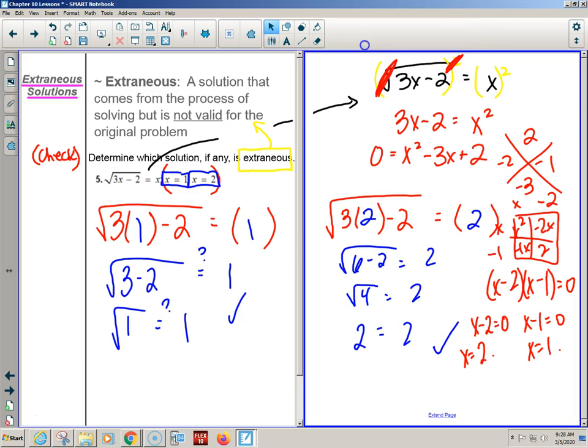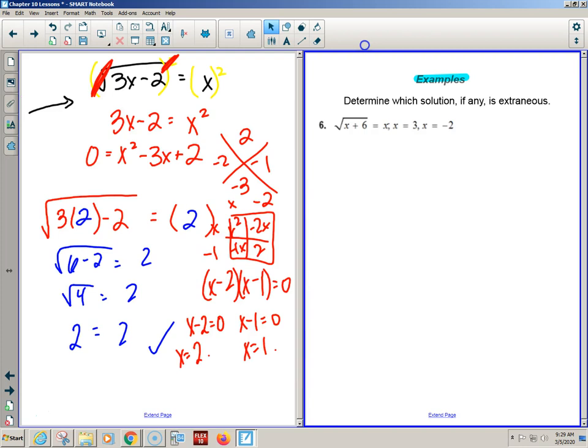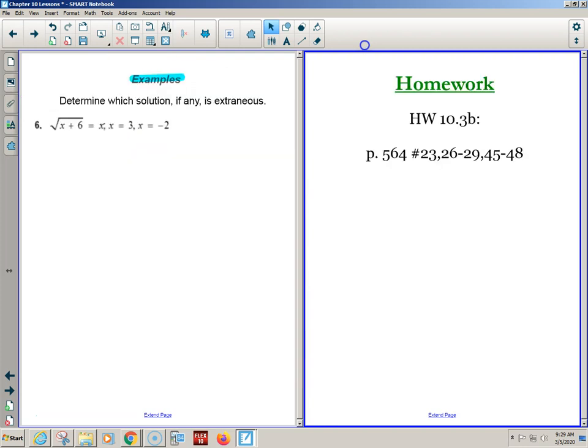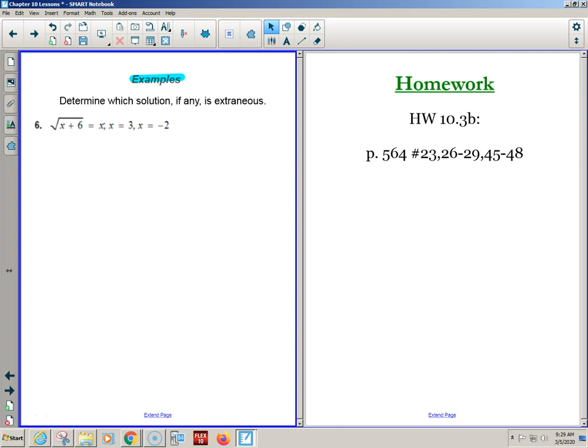There are 2 solutions. Now, hold on. Neither of those were extraneous. Both of those were just fine. But do you guys have another problem? Can you guys check out number 6?